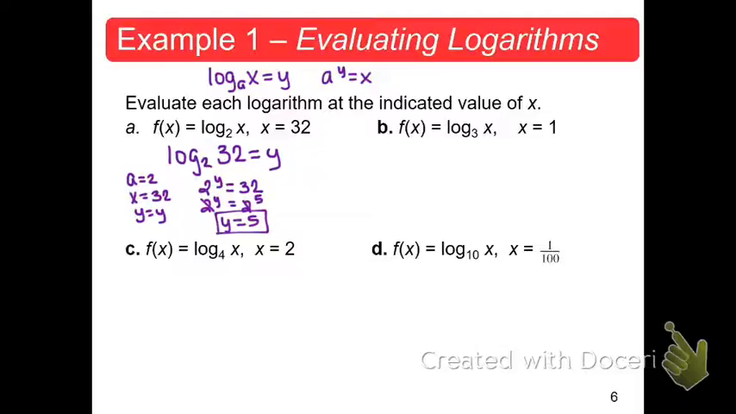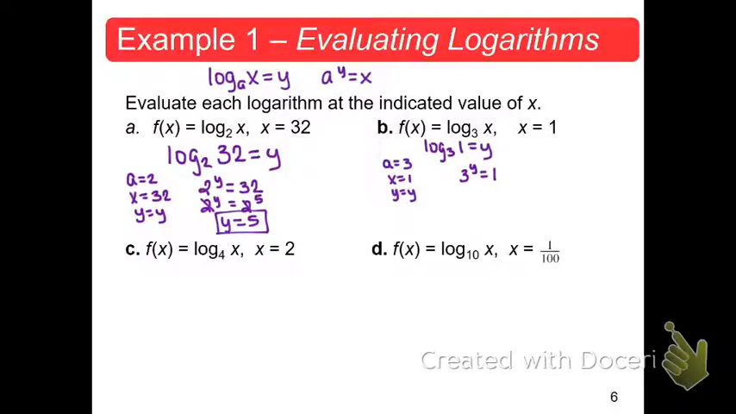So then when we look at b, it's the same idea. We know we're going to plug in the 1 for x, so we get log base 3 of 1 is equal to y. Well, it's in log form, so we know that our a is 3, our x is 1, and our y is just y. So let's take it to exponential form. So our a, which is 3 to the y, equals x, which is 1.